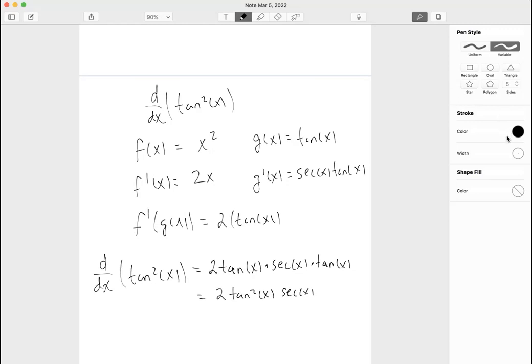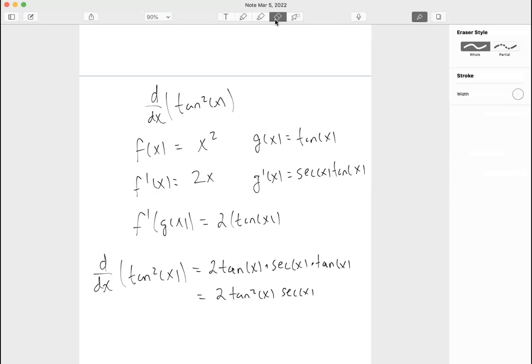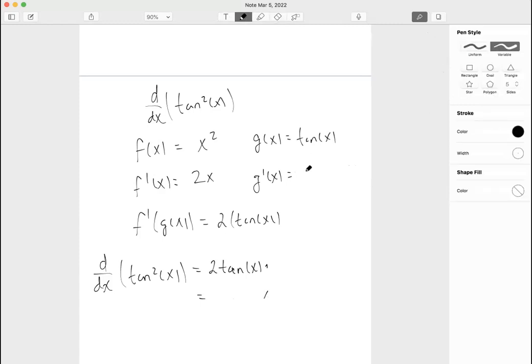And again, oops, I did something wrong. What did I do wrong? Something's not right. One of these derivatives is not right. That is not the derivative of tangent. What is the derivative of tangent? It's secant squared. My bad. So that's it.